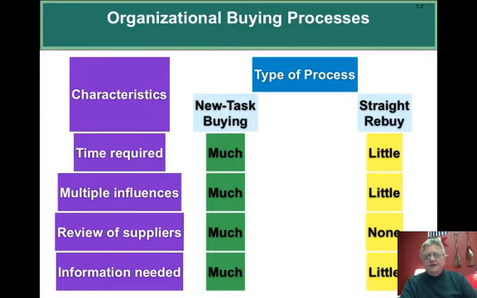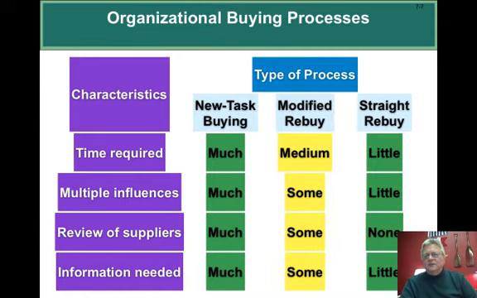We could be talking about buying hardware supplies for maintenance. You just call up the hardware store, or maybe an industrial supply house, and place an order. So that's called a straight rebuy. And then somewhere in the middle is what we call the modified rebuy. And the issue, in recognizing the different types of processes, is that the influences on the decision making vary from one type of purchasing process to the other.